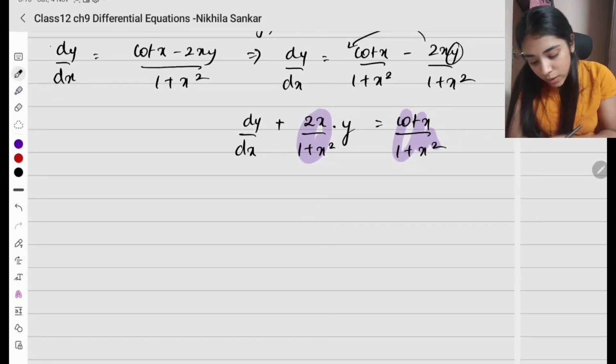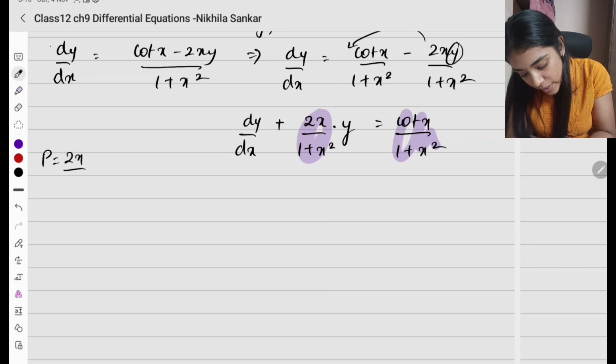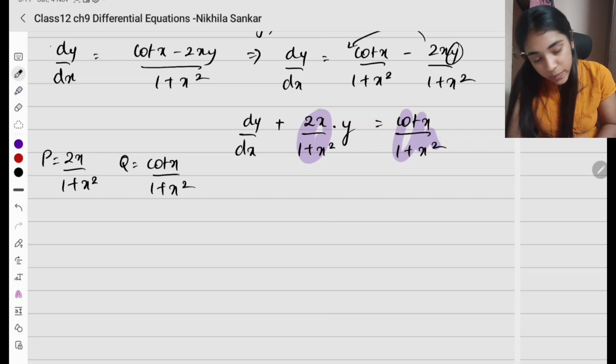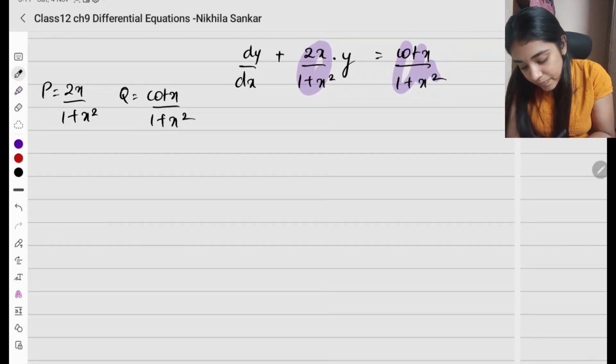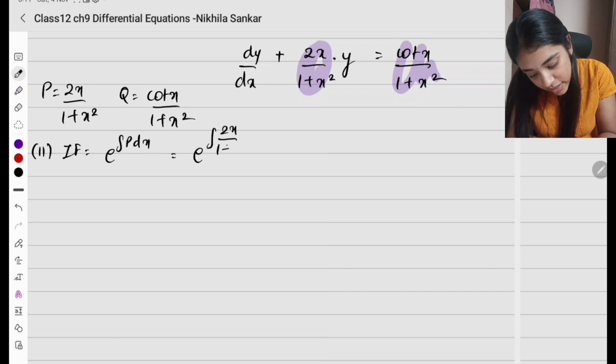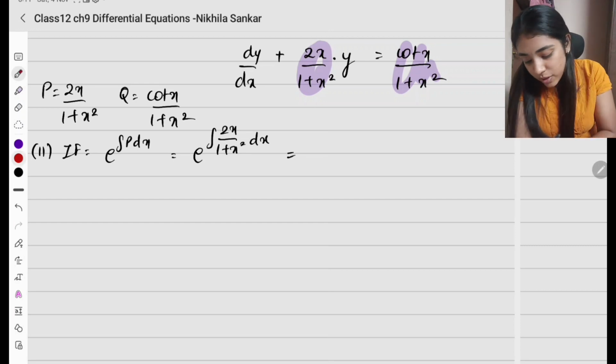Okay, simple. Now what is my p? P equals 2x divided by 1 plus x square and q equals cot x divided by 1 plus x square. Okay, done. Now second step is to find the integration factor. So e raised to the power p dx equals e to the power 2x divided by 1 plus x square times dx. So in the இடத்துல நான் substitution method use பண்ண போறேன்.